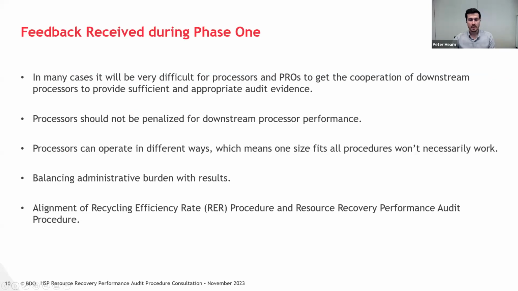So the main feedback we received is laid out here. We were told that in many cases it's very difficult for processors and PROs to get cooperation of downstream processors in order to provide the evidence that an auditor would need. Processors didn't want to be penalized for downstream processor performance, or if a downstream processor wasn't able to provide the necessary information, a primary processor didn't want to be penalized for that.